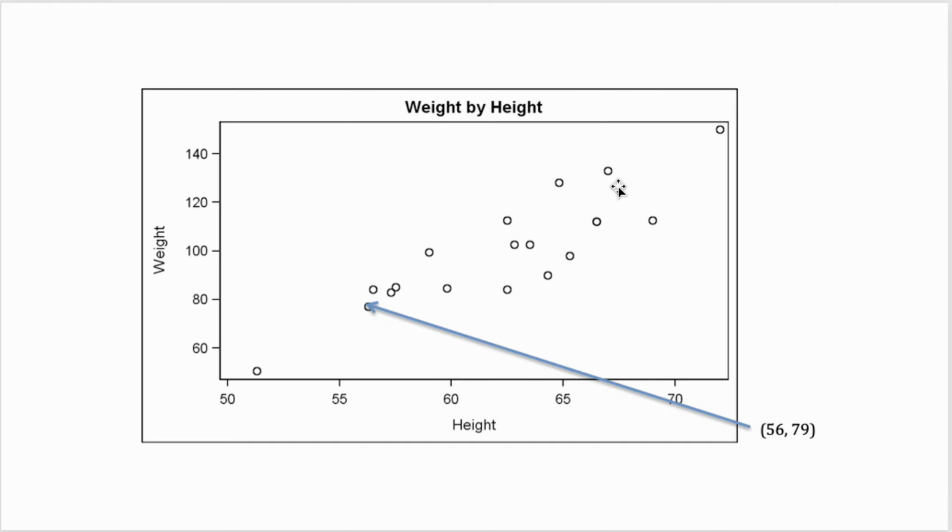As you can see, there's a scattering of points, hence our scatter plot. And I've identified one data point on the graph. This is a person that has a height of 56 inches and that weighs 79 pounds.